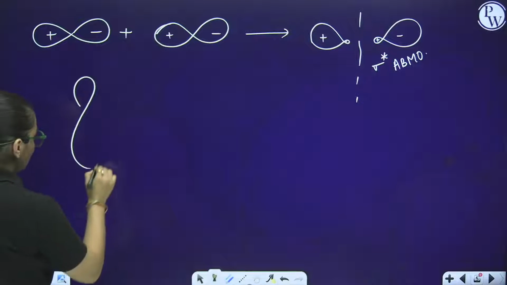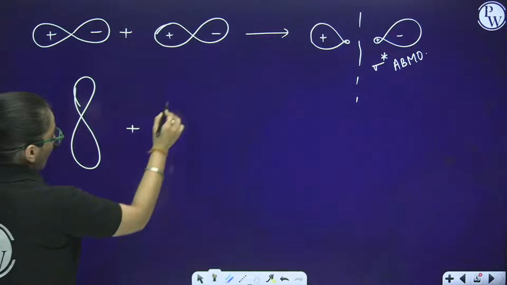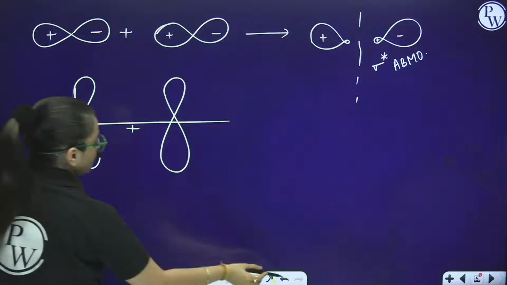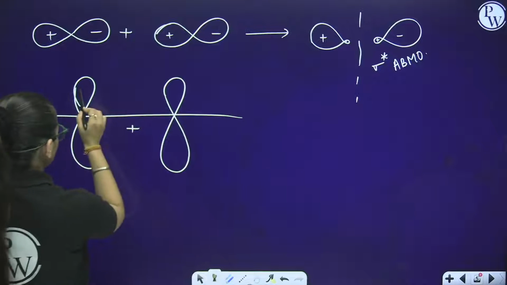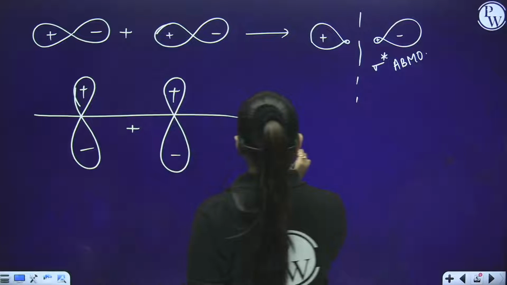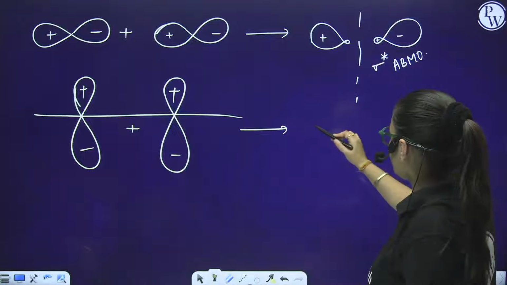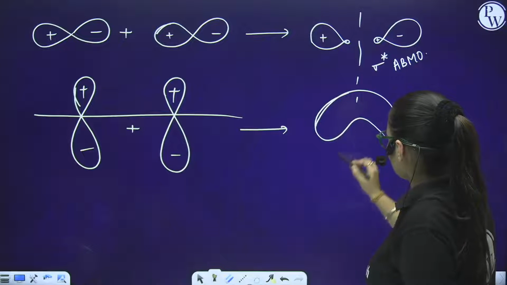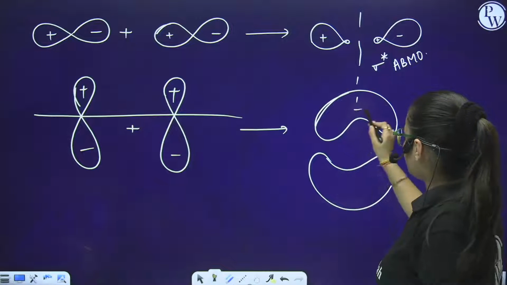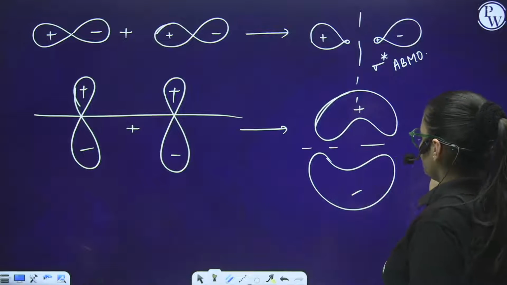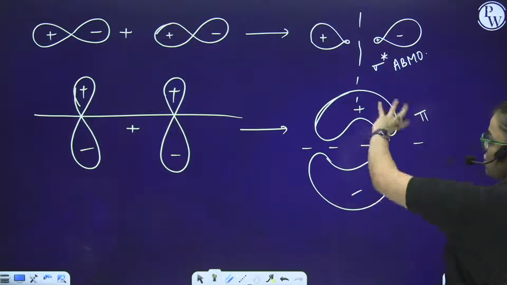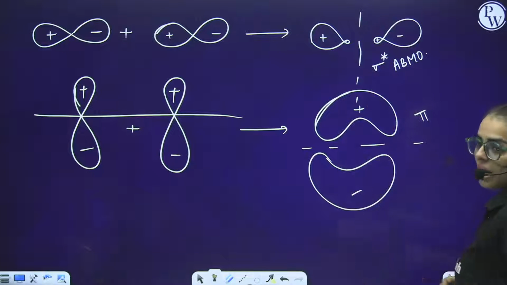This was about axial. Let's talk about sideways overlapping. If we have it like this, let's say positive, negative, positive, negative. Again, the constructive one, if you are combining it all together constructively, it is going to be like this. This is complete positive, complete negative. This is the formation of pi molecular orbital, which is basically like this. The electron cloud in general is like this.